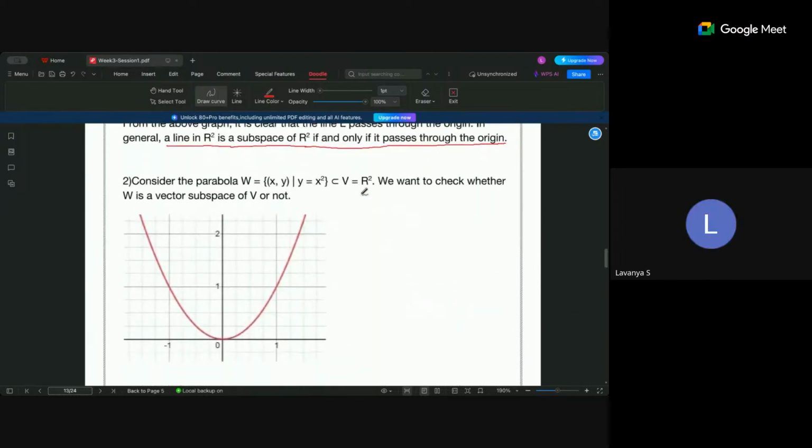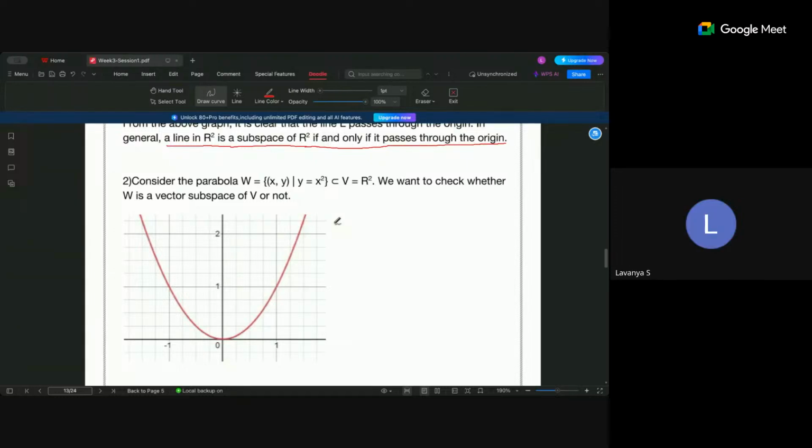Fine. So now look at this parabola. Is this parabola a subspace or not? Can you say the answer without the technical verification, conceptually, with intuition? Yes, ma'am. 0, 0 belongs to this. Yes, ma'am, it is.